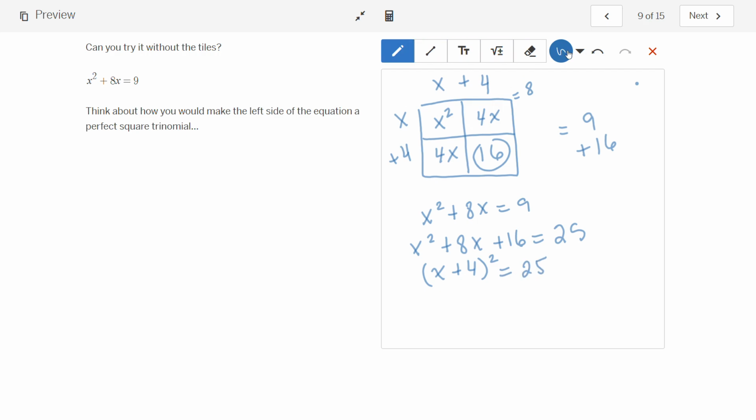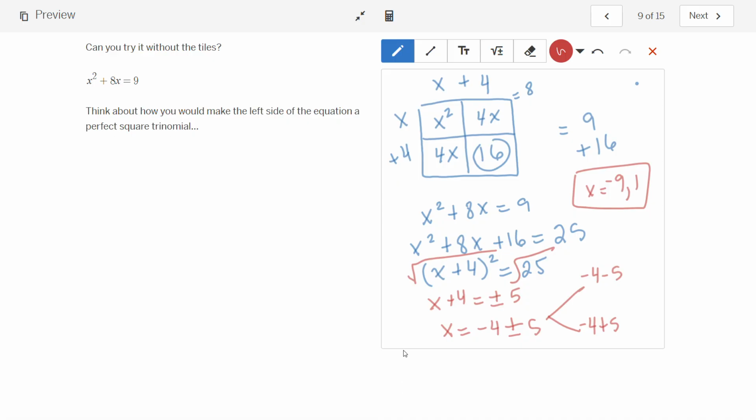Now, we're going to take the square root of both sides. So that's going to become x plus 4 equals plus or minus the square root of 25, which is 5. So this is going to become x is equal to negative 4 plus or minus 5. Now that means you have two answers. So that's negative 4 minus 5 and negative 4 plus 5, which means x is going to be equal to negative 9 and 1. All right.